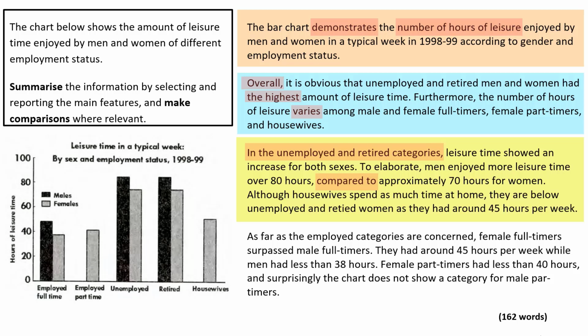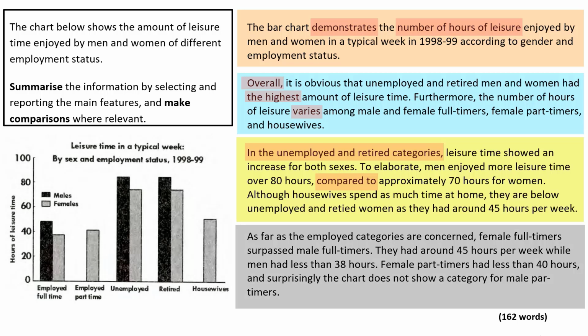The last paragraph, which is body paragraph 2, I continue describing in detail. As far as the employed categories are concerned, female full-timers surpassed male full-timers. They had around 45 hours per week, while men had less than 38 hours. Female part-timers had less than 40 hours, and surprisingly, the chart doesn't show a category for male part-timers.